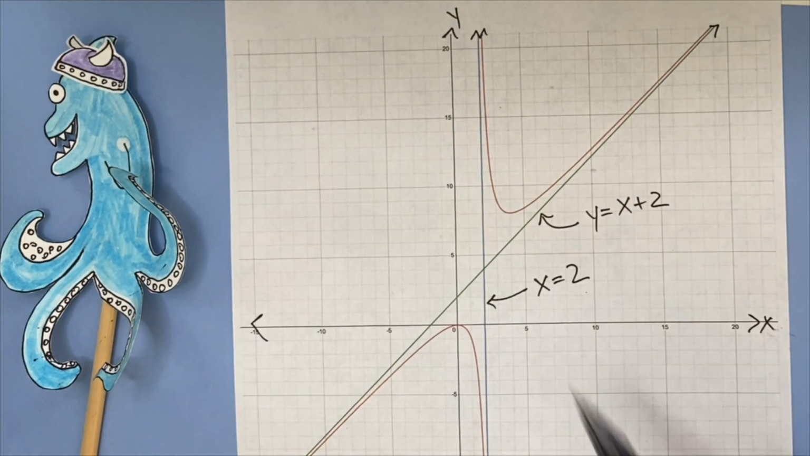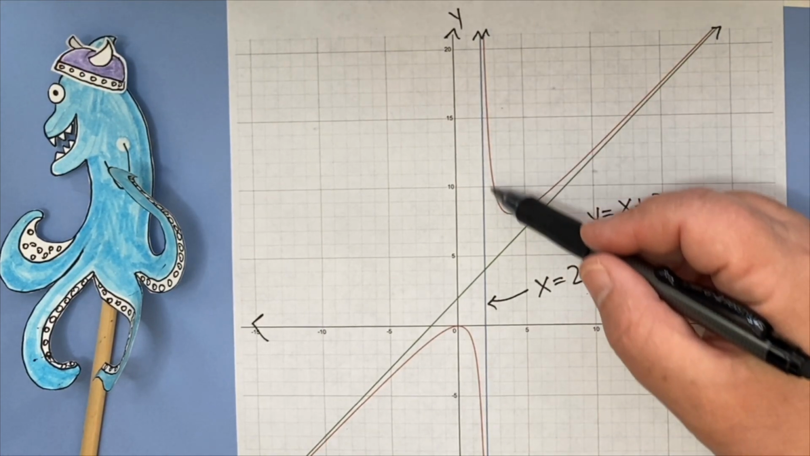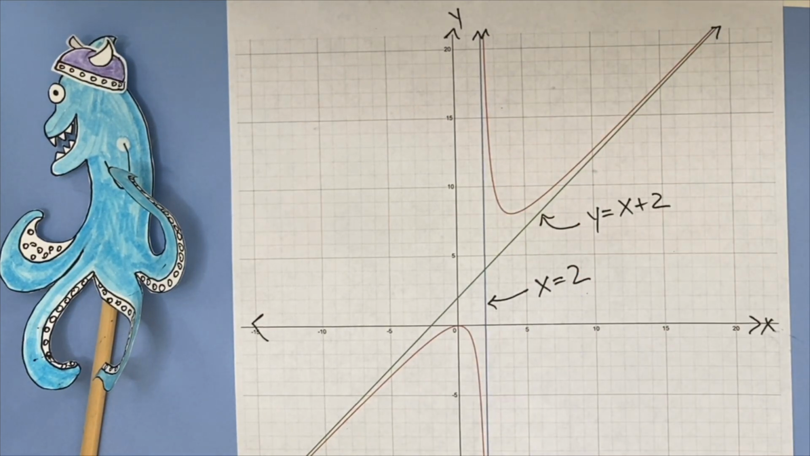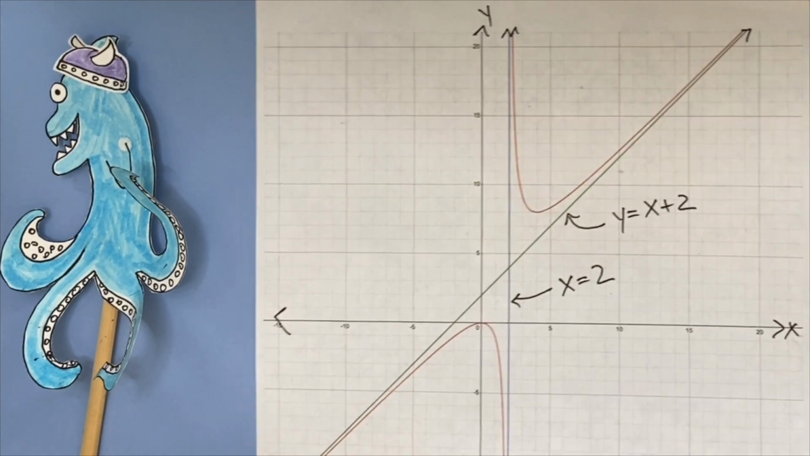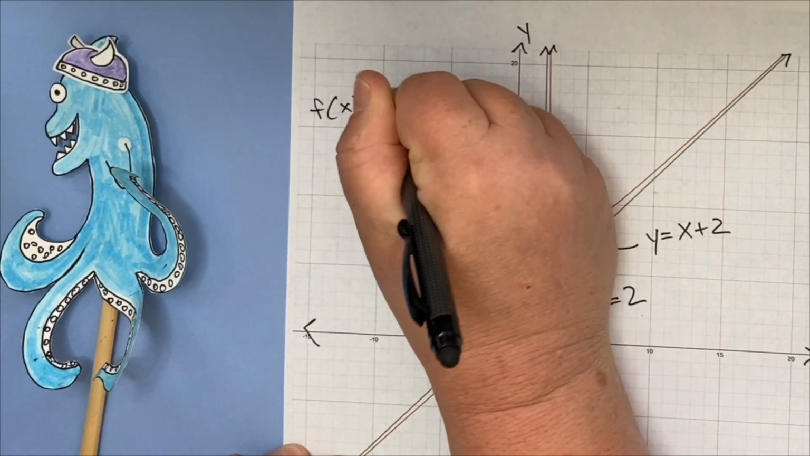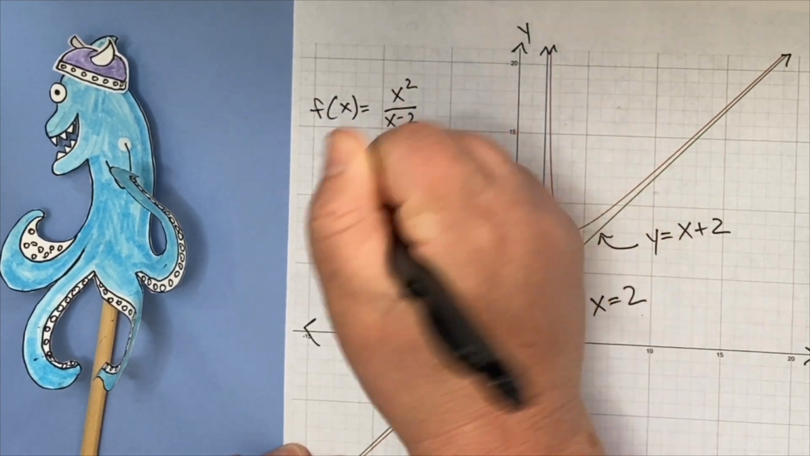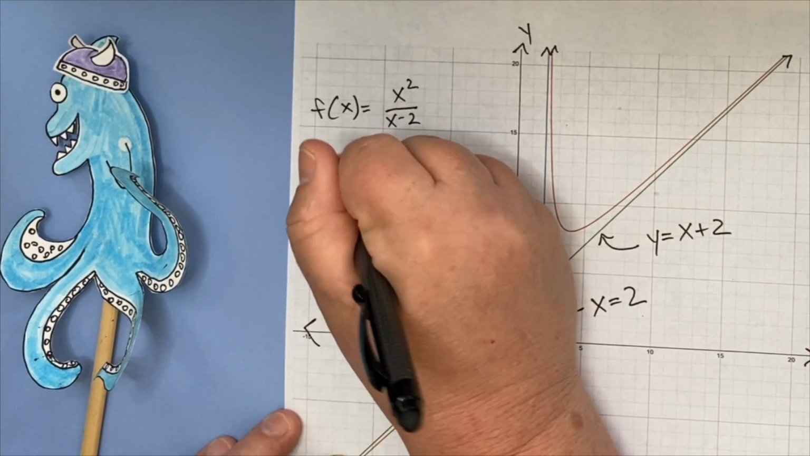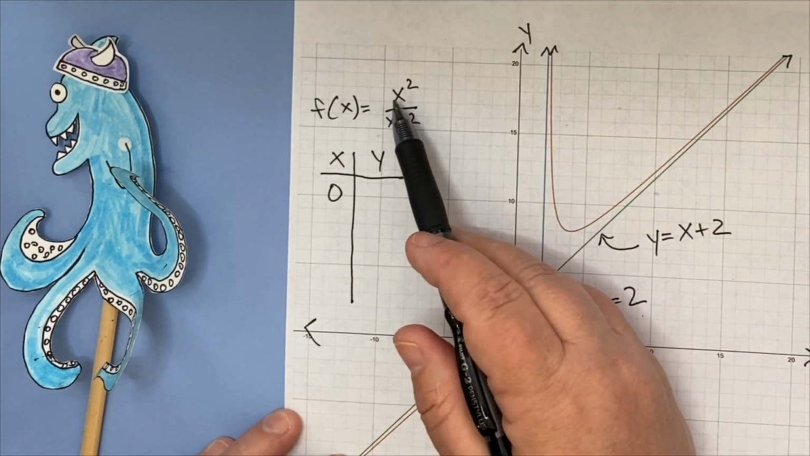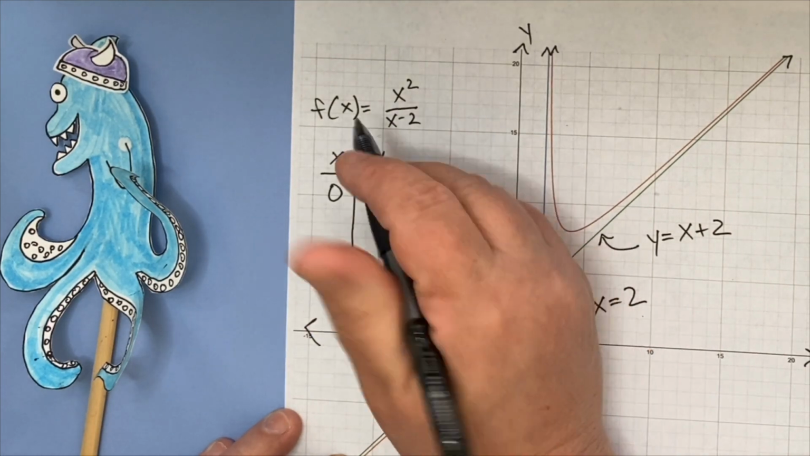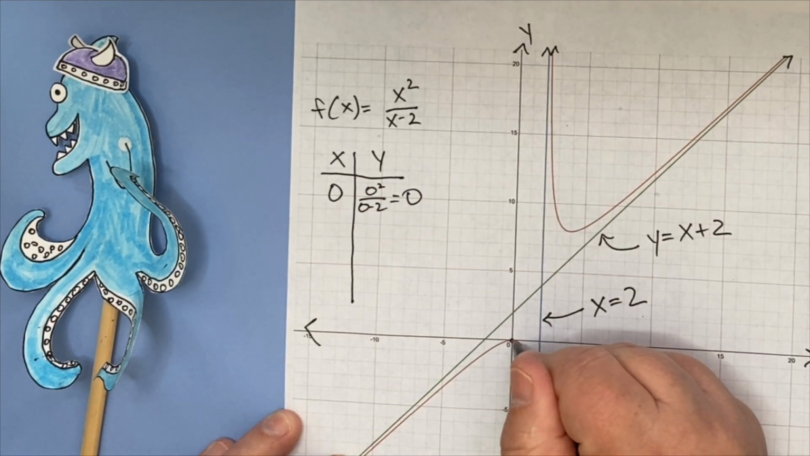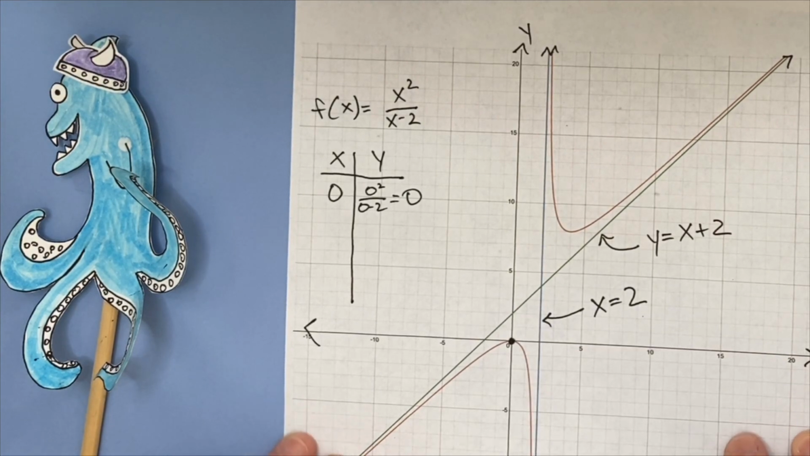And you'll notice that the graph sits right here and right there. Now, how would we figure that part of it out? Well, if you went ahead and worked out a table of values, for example, if you tried out what happens when x is 0, 0 squared over 0 minus 2 is 0. So we get this point right there at 0, 0.